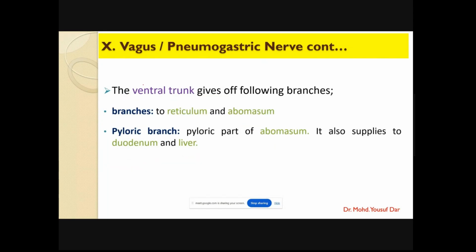Then we have the ventral trunk, that means the ventral esophageal continuation. So वो क्या करेगा, that gives branches to the reticulum and abomasum.